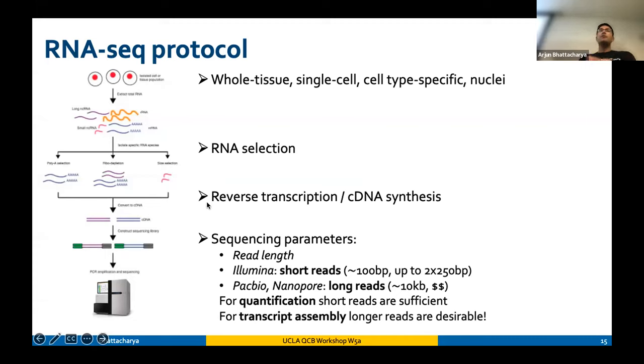But essentially the first goal here is to convert the RNA back into a cDNA library. We have a workshop on library prep as well, so if you're interested in this leg of the protocol, we have a workshop for that. Through reverse transcription, we can generate this DNA library, which you can then chop up and feed into our PCR amplification and sequencing machine.